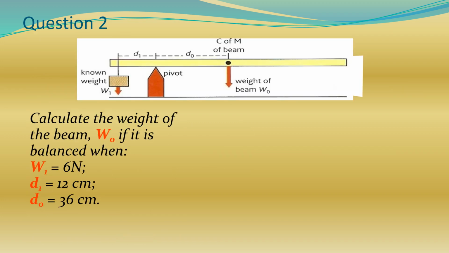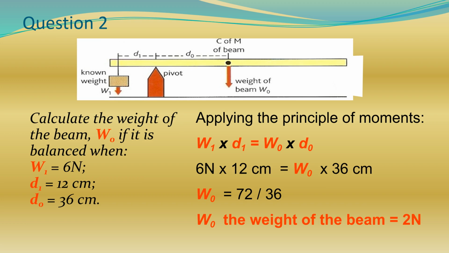Question 2. Calculate the weight of the beam, W0, if it is balanced when W1 equals 6 newtons, D1 equals 12 centimeters, and D0 equals 36 centimeters. Refer to the diagram for the setup. Using the principle of moments, W1 times D1 equals W0 times D0. Substituting the values, 6 newtons times 12 centimeters equals W0 times 36 centimeters. W0 is 72 divided by 36, so the weight of the beam is 2 newtons.